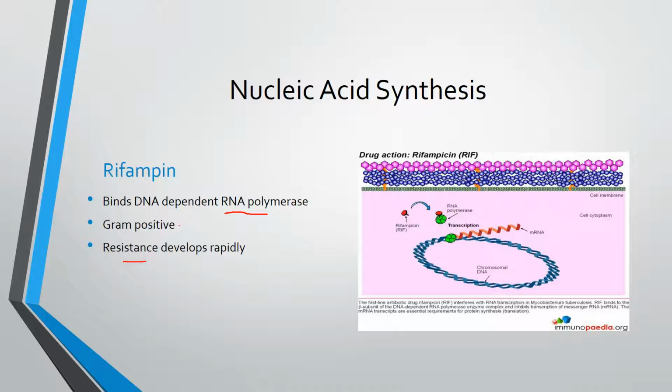Now here's the deal. Rifampin is only used against gram-positives, and that's because it cannot penetrate the outer membrane of the gram-negatives effectively. So as a general rule, it's not considered for gram-negative organisms. The other problem is rifampin develops resistance very quickly, so it really should not be used on its own. It should be used in conjunction with other drugs.